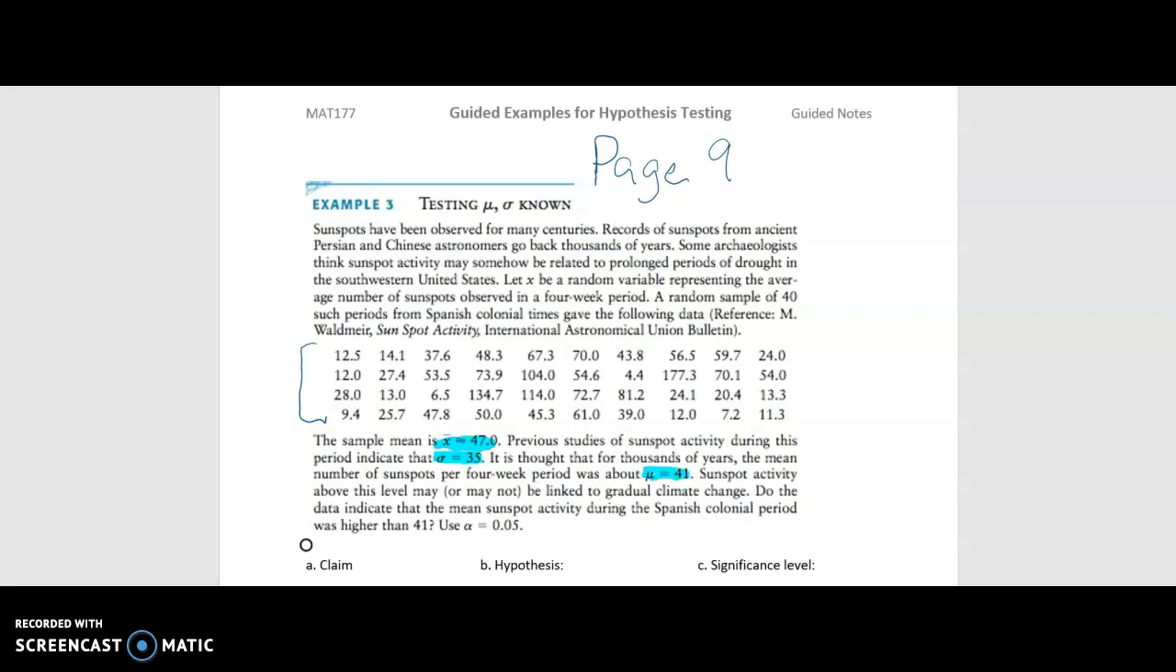equals 41. Sunspot activity above this level may or may not be linked to gradual climate change. Do the data indicate that the mean sunspot activity during the Spanish colonial period was higher than 41? Use alpha equals 0.05 for this problem. Because we know sigma in this problem, we are going to end up doing a z-test. And I always like to, when I'm doing hypothesis testing for a mean, list to the side sigma known z-test, so that way I don't forget to use the appropriate test for the problem.